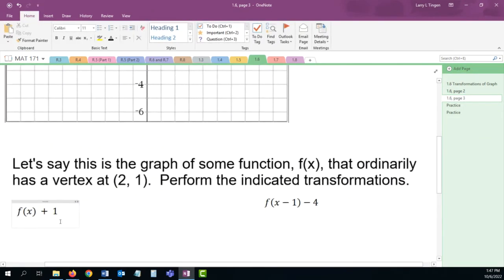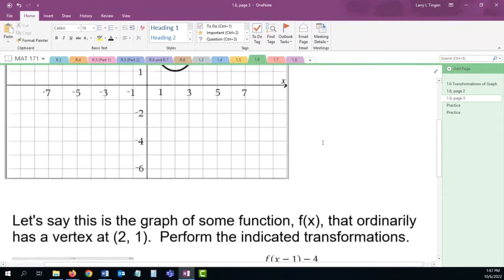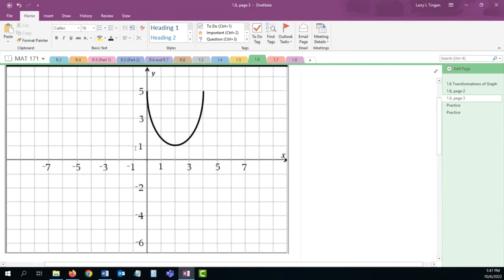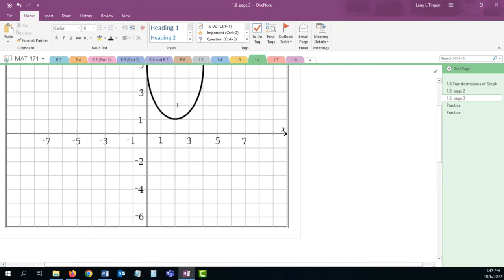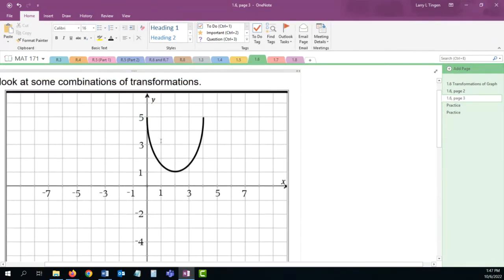I have to do something else here, right? Is everybody cool with that? All right, k is equal to 1. And that means what? Adding 1 on the outside is a vertical shift or translation up 1 unit. So what happens to my graph? Well, the vertex was at (2, 1). Now the vertex is at (3, 1)? And everything makes that move.